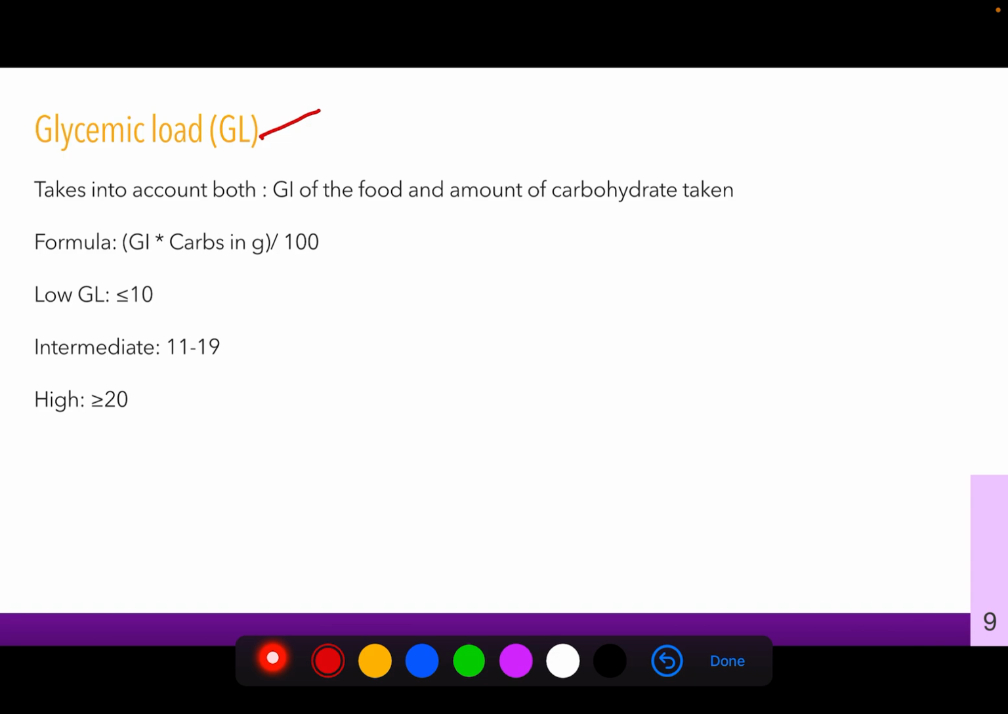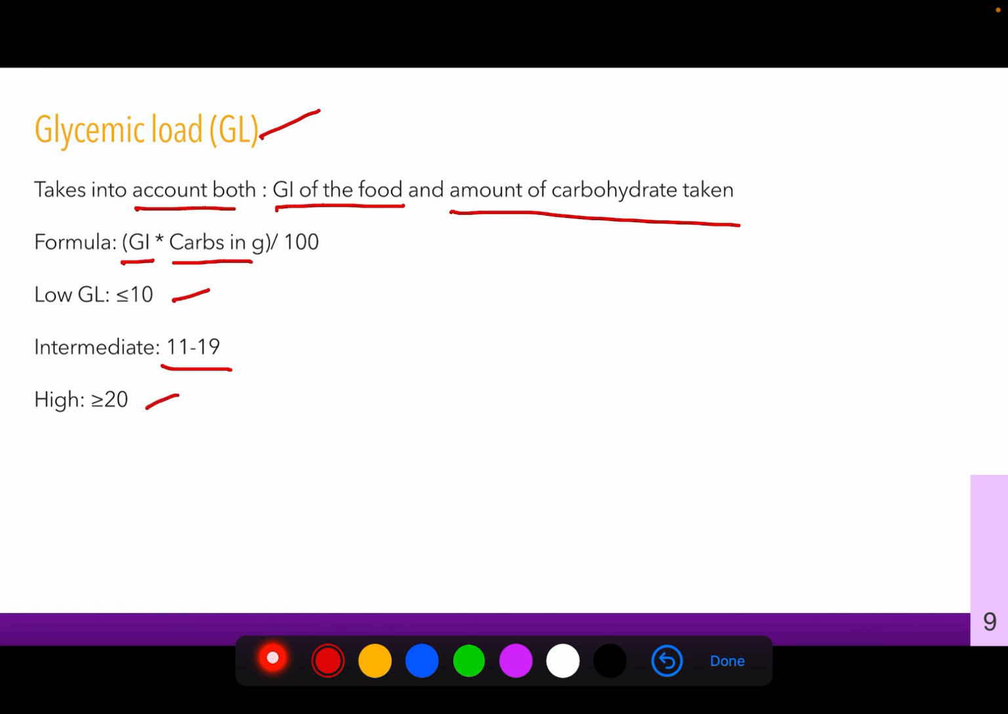So glycemic load takes into account both: the GI of the food and the amount of carbohydrate taken. How do you calculate it? Glycemic index times how much carbohydrate the patient is taking, divided by 100. It is divided into 3. If the score is less than 10, it is called low glycemic load. If the score is between 11 to 19, it is called intermediate glycemic load. And if the score is 20 or more, it is a high glycemic load.